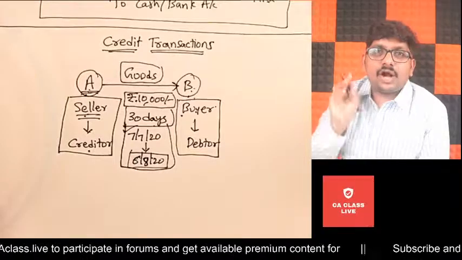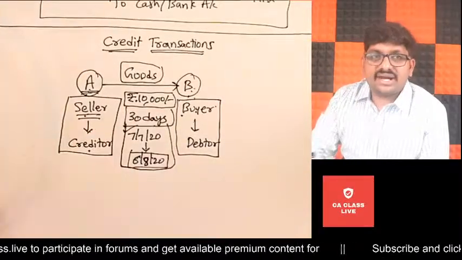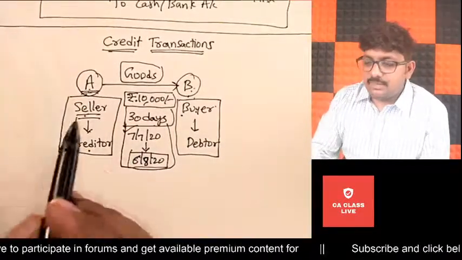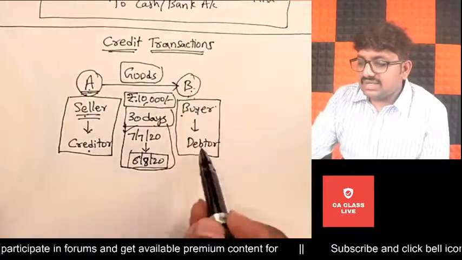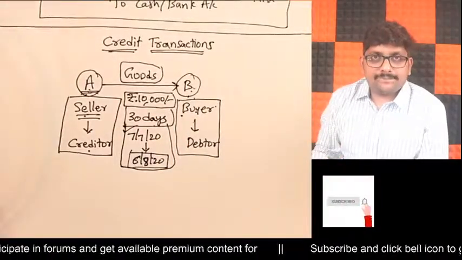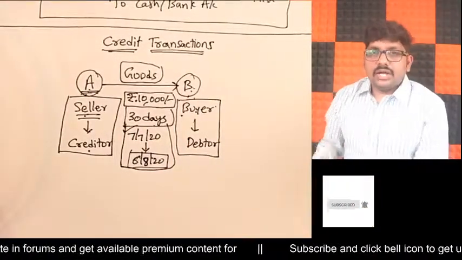That's it. It is not between anybody else. Only between buyer and seller. Got it? Only between A and B. A is a creditor for B and B is a debtor for A. Okay? Good. Now, friends.